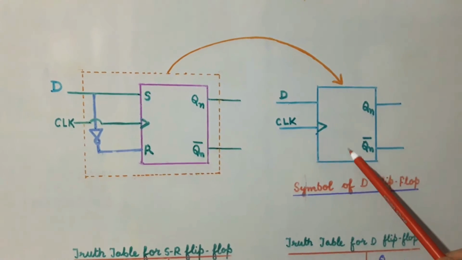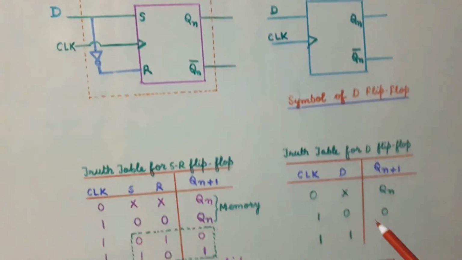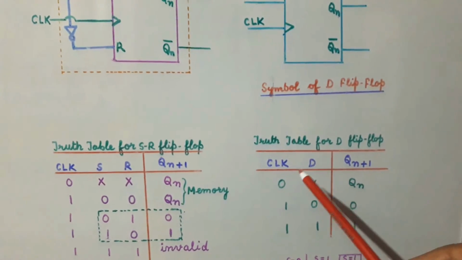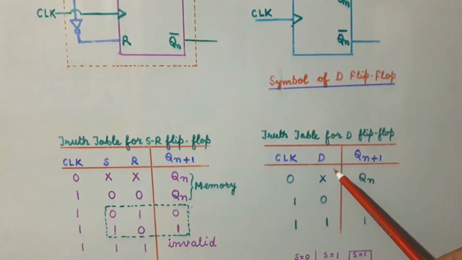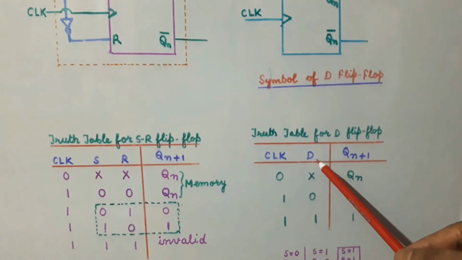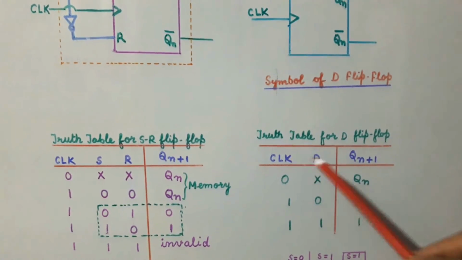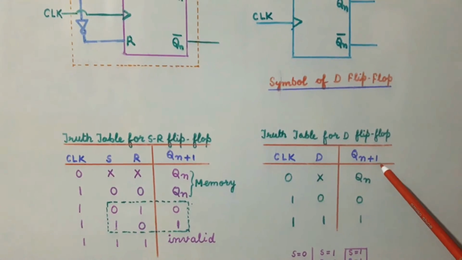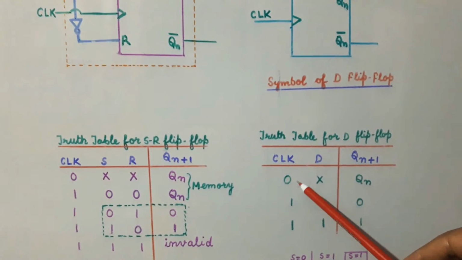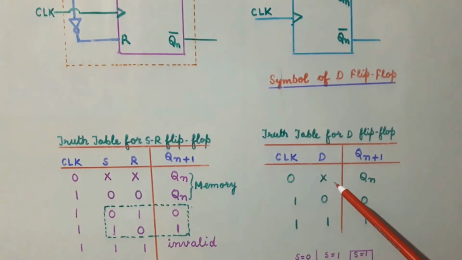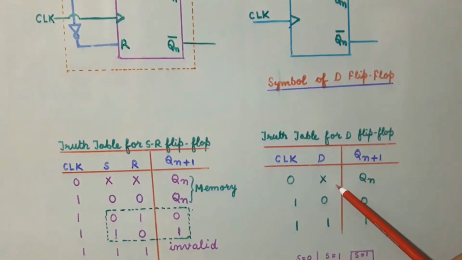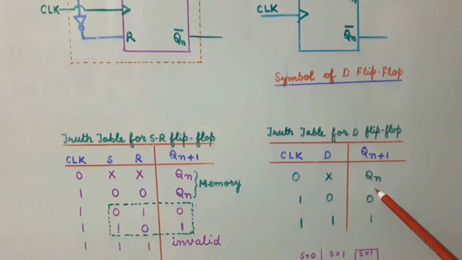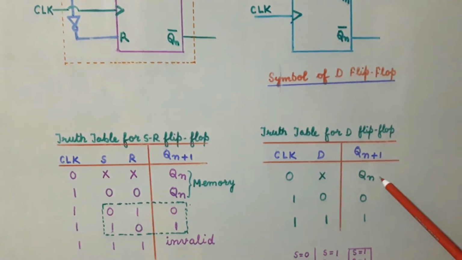Now, let us find out the truth table for the D flip-flop. As we see from here, this is a very simple truth table. Here we will have a single input D and a clock as the inputs of the D flip-flop, and Qn+1 as the output. Now, if the value of clock is 0, that is clock is low, it means that this circuit will not take any input and the output will be the same as the previous output. So, Qn is the output in this case.